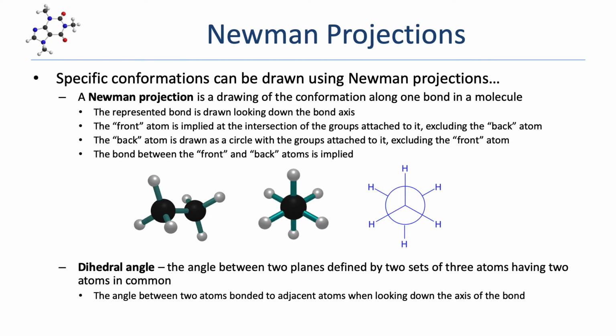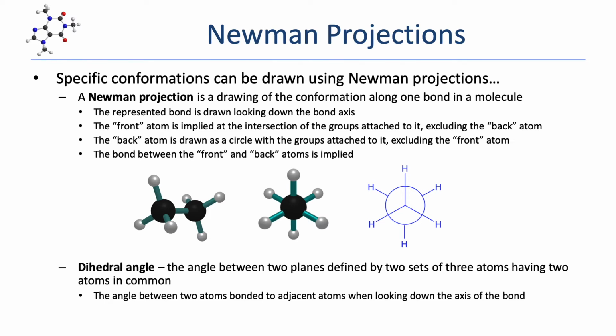You can see that the front carbon has three hydrogens attached to it. So we draw those out, and the point of intersection is the front carbon. It's kind of like a skeletal structure at that point. The atom in the back is drawn as a circle, and then the three groups that are attached to that atom are also drawn, connected to the circle. Don't extend those bonds all the way to the center. They only connect to the back atom, and that means you draw them just connected to the circle. So here's a Newman projection of ethane, and you can see that it very closely represents the 3D model if you look down the carbon-carbon bond. It's important to recognize that the bond you're looking down is not drawn. It's implied, it's sort of obscured.